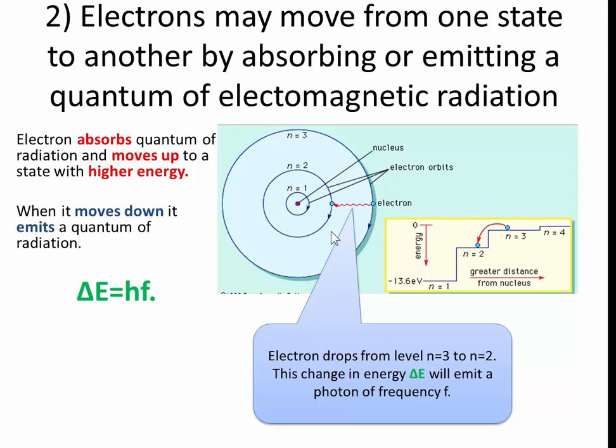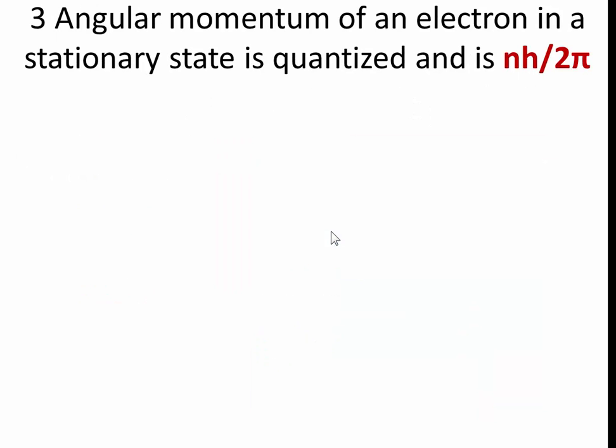The third point is the angular momentum of an electron in a stationary state is quantized. It only has certain values, and that's going to be equal to n h divided by 2 pi, which means h over 2 pi, or 2h over 2 pi, or 3h over 2 pi, and so on.